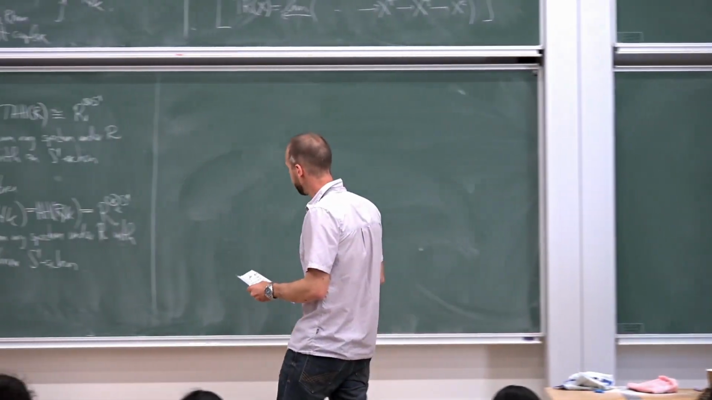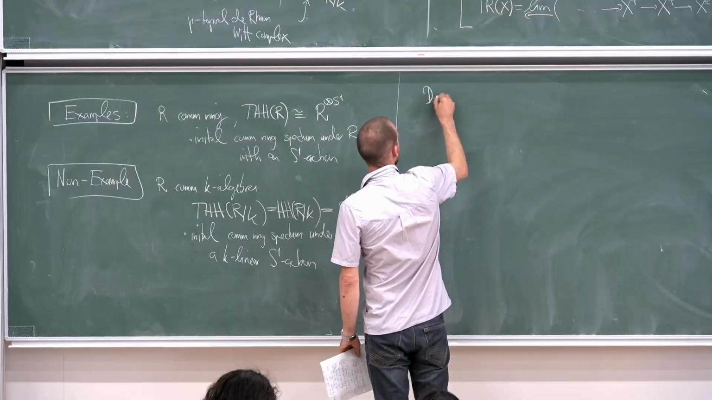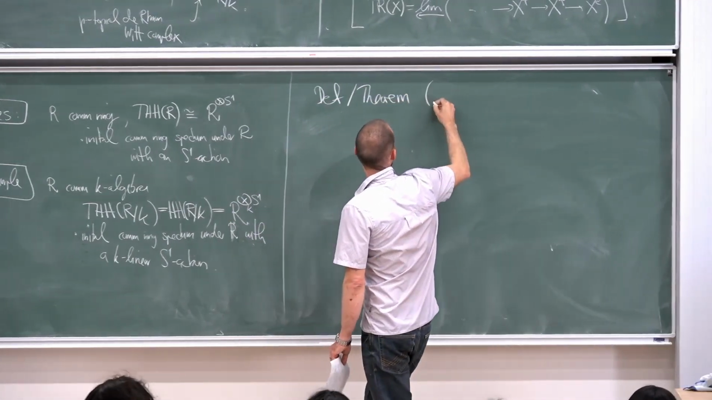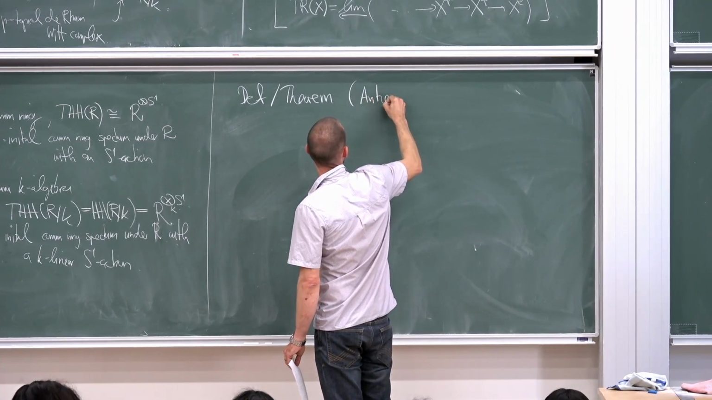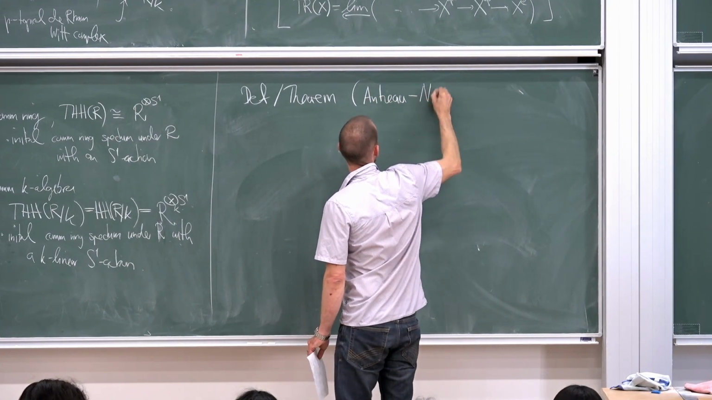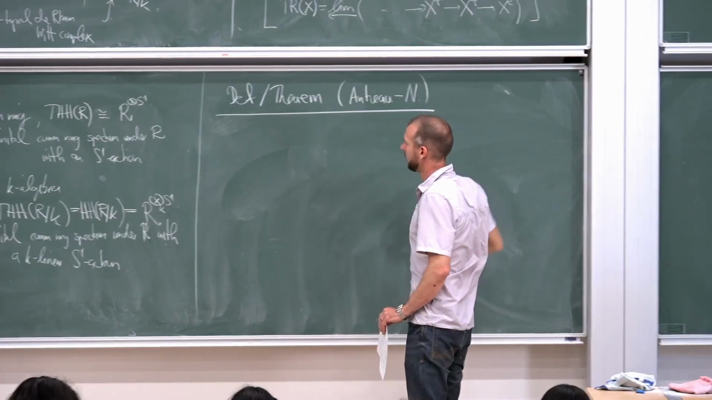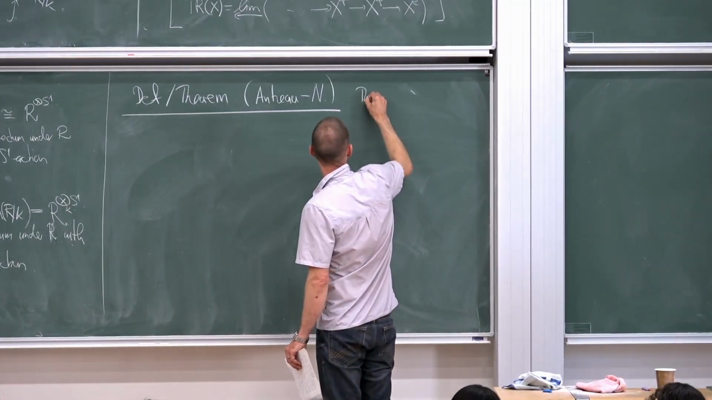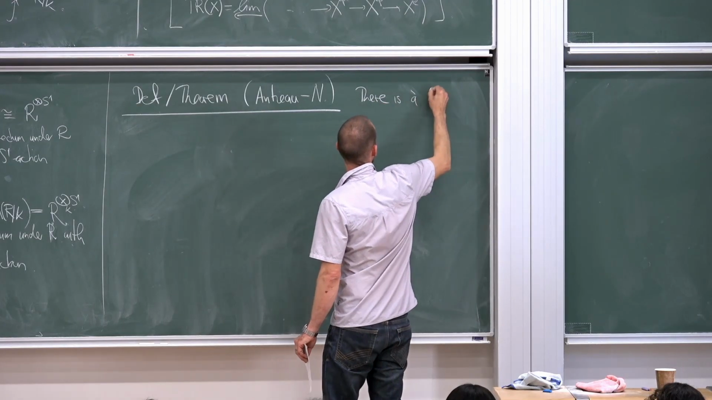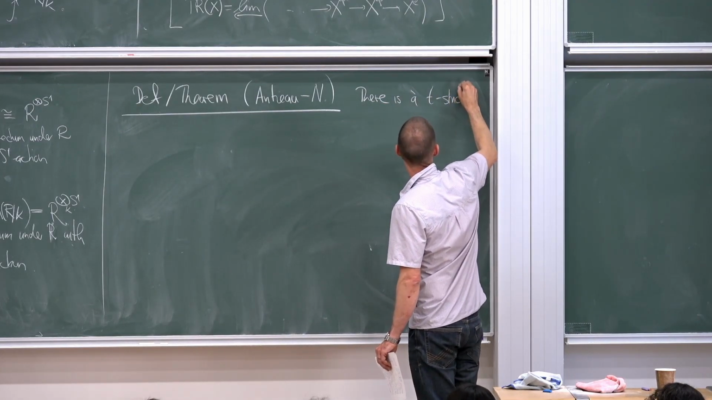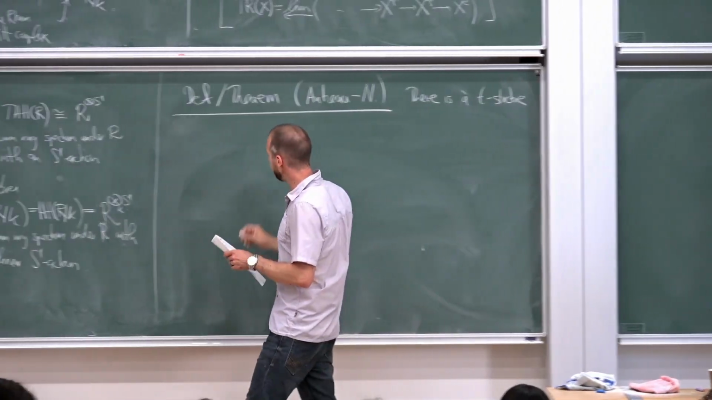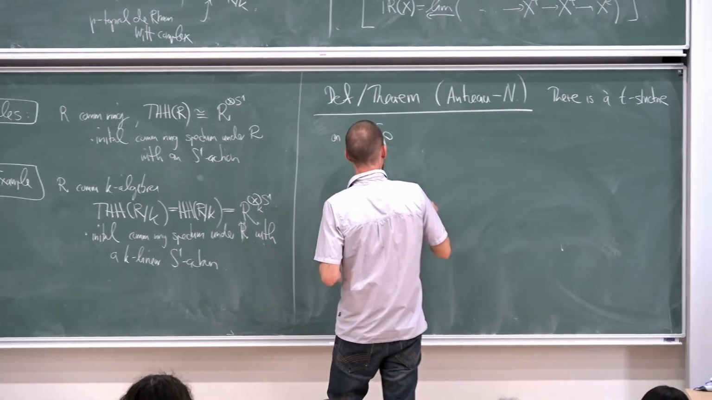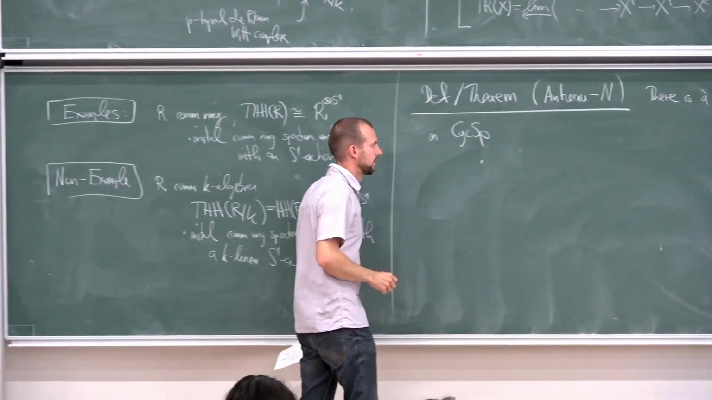Okay, and that's the following definition/theorem, just due to Ben Antieau and myself, like 7-8 years ago. It says there is a t-structure on cyclotomic spectra with the following properties.